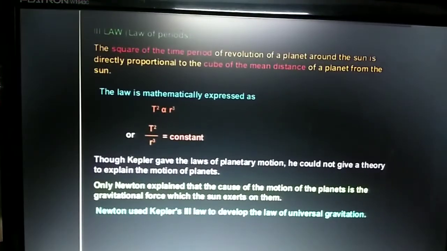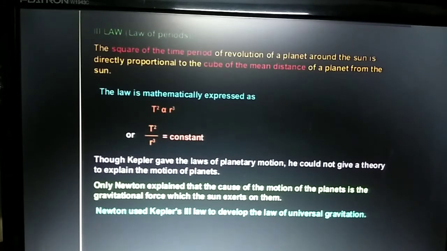Third law of planetary motion is also known as law of periods. The square of the time period of revolution of a planet around the sun is directly proportional to the cube of the mean distance of a planet from the sun. The law is mathematically expressed as T² ∝ r³, or T² = kr³, where k is proportionality constant.